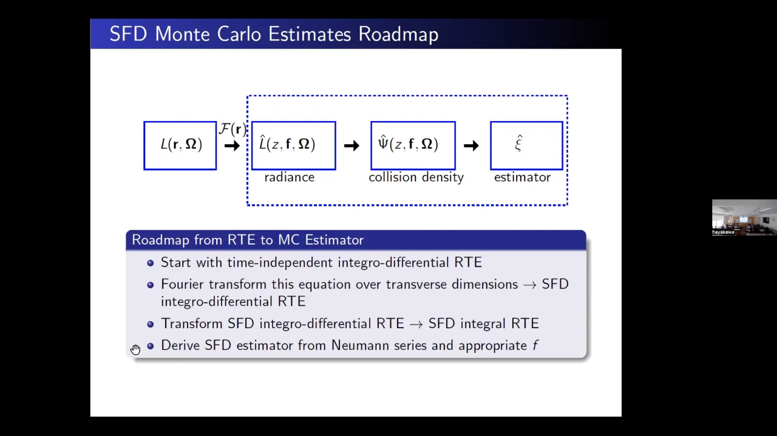The way that we do that is we take the RTE. I have my little road map in a dash way. But the key thing we do before the roadmap is that we Fourier transform this along the X and Y axes, and then we get Fourier transformed gradients. We do the method of characteristics to get a Fourier collision density, and then an estimate.